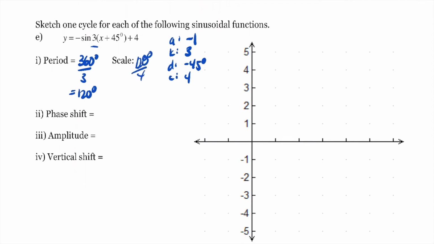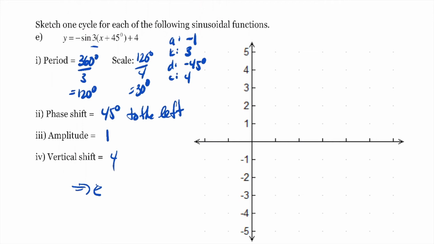Sorry, that looks a little bit messy. Let me clean that up. 120 degrees divided by 4, so my scale is going to be roughly 30 degrees. My phase shift is going to be 45 degrees. Since D is negative, it's going to be to the left. The amplitude in this case is 1, and the vertical shift is 4. So that implies that the equation of axes is y is equal to 4. So let me sort of draw that in.